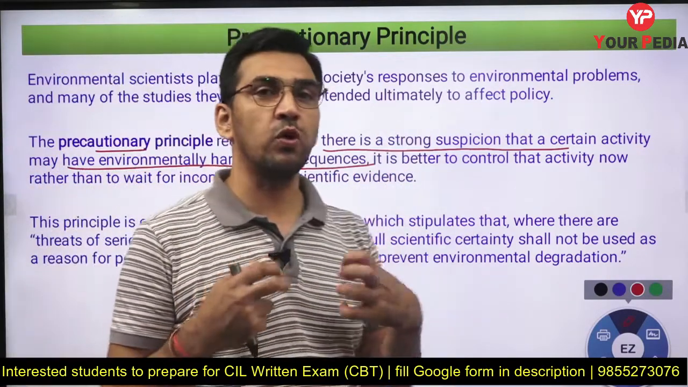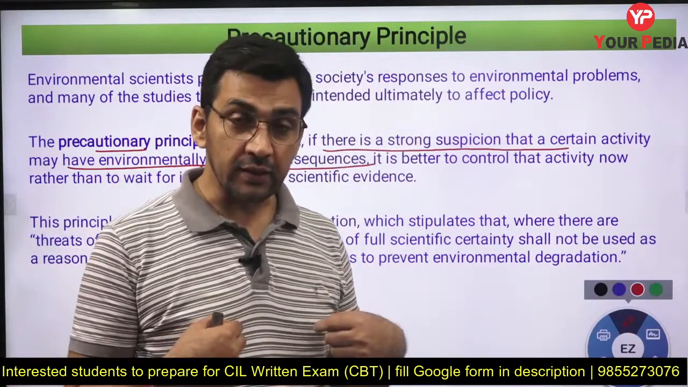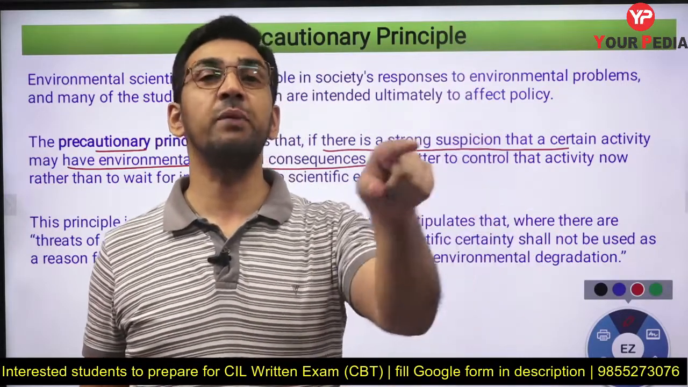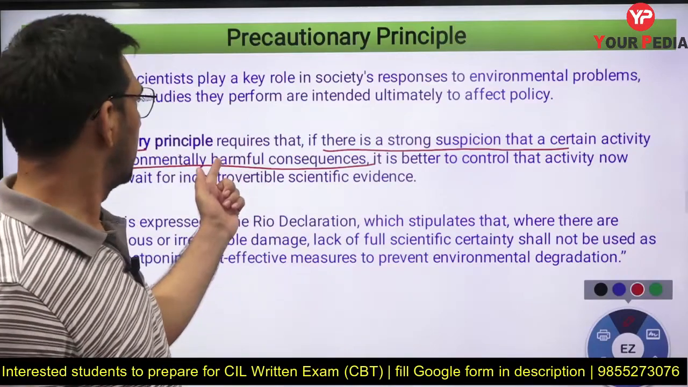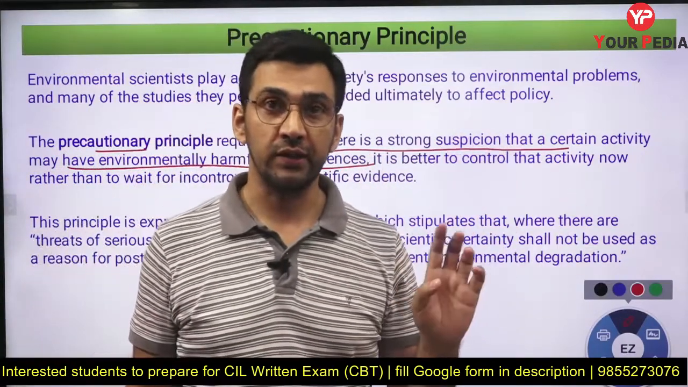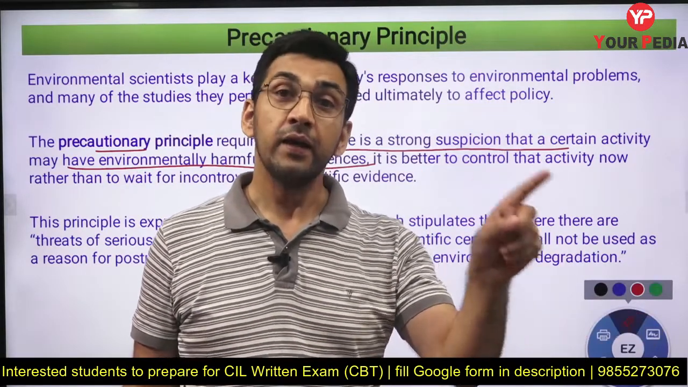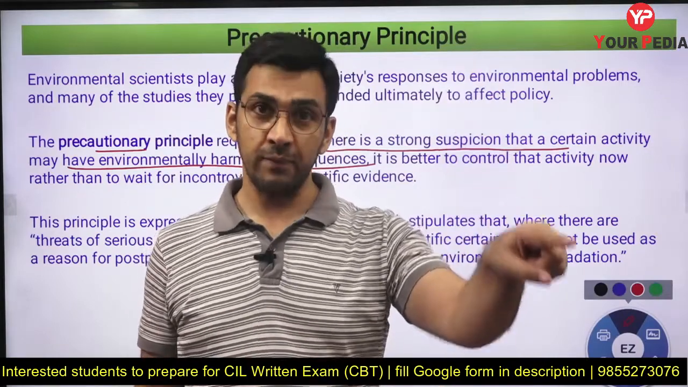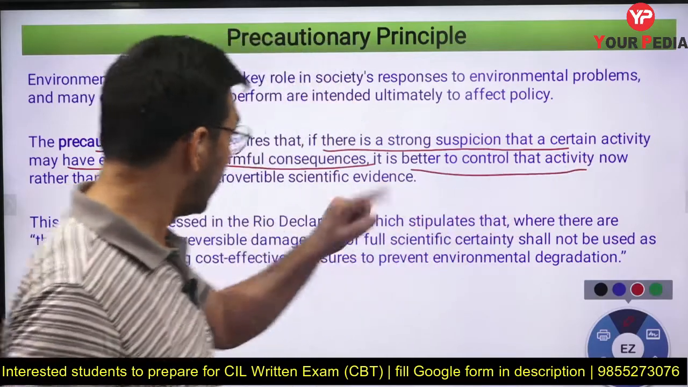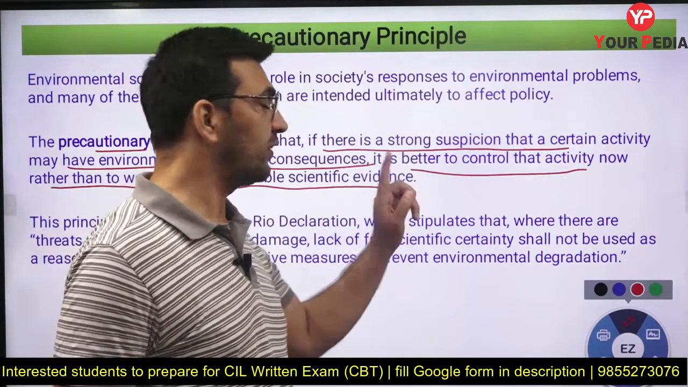Let's say I want to put up a project somewhere. I have a strong doubt that the project can lead to serious environmental consequences, a harmful impact. It is better to control that activity. So I should not go ahead with that activity. I should try to control it and limit its impact on the environment, rather than waiting for a time when I can be 100% sure. It is better to control that activity now, rather than wait for incontrovertible scientific evidence.